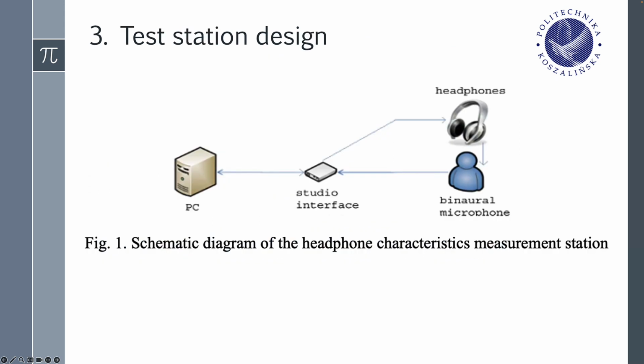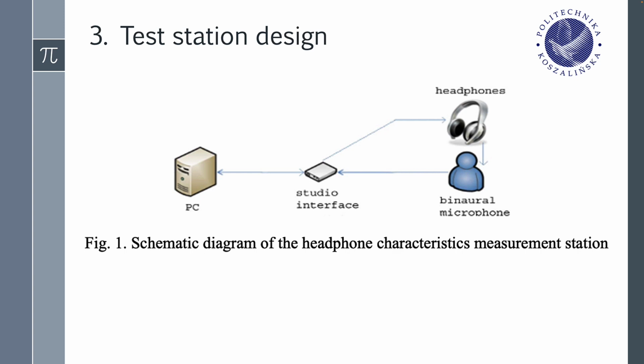The test station consists of a computer with Room Equalizer Wizard software installed, a Behringer Euphoria UMC22 studio interface connected to it, and a binaural microphone with headphones. The diagram below shows the layout of the test station, Figure 1.